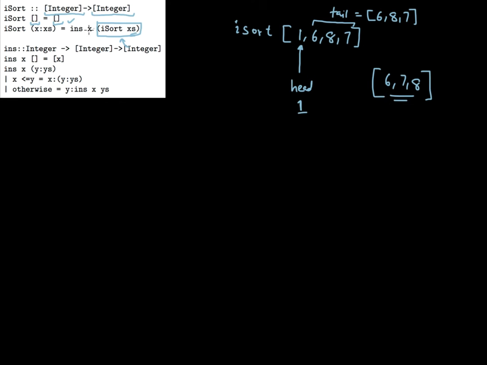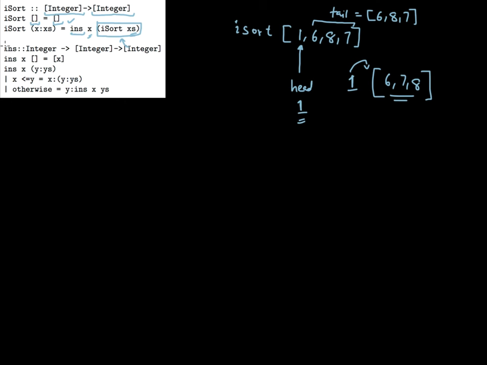And now the question is, how am I going to insert the X? Meaning, how am I going to insert this 1 in that list there? So that's basically the high level idea of what iSort does. But now the question is, how is this insertion going to work? What are the specifics? How does this function get implemented?